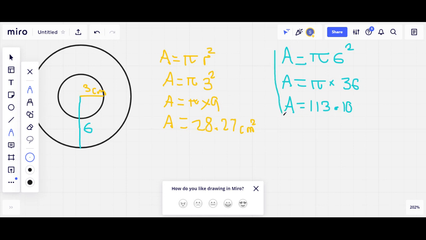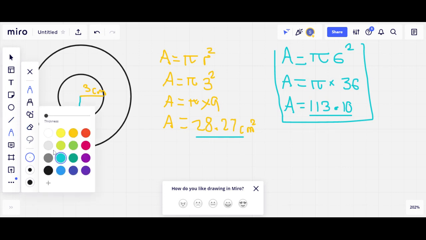So if we look at this one here, what we've done, we've found the area of this big circle, but we don't have to include this smaller bit. So what we need to do is subtract the smaller section from our bigger area. So we need to subtract this value here from our bigger value here.